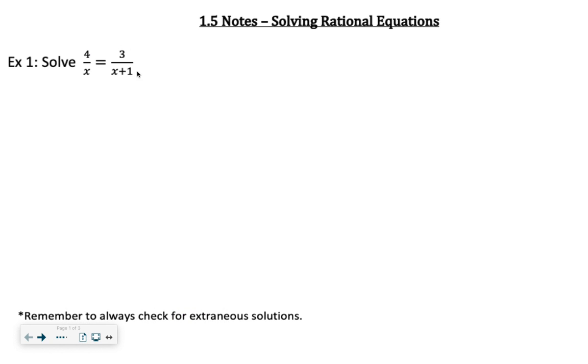So let's start with a straightforward example. We just have one fraction equal to one fraction. Whenever we have a situation like this, another vocab idea that you've heard before is this is a proportion, right? To solve a proportion, we cross multiply. So what I'm going to do is multiply 4 times x plus 1 and 3 times x.